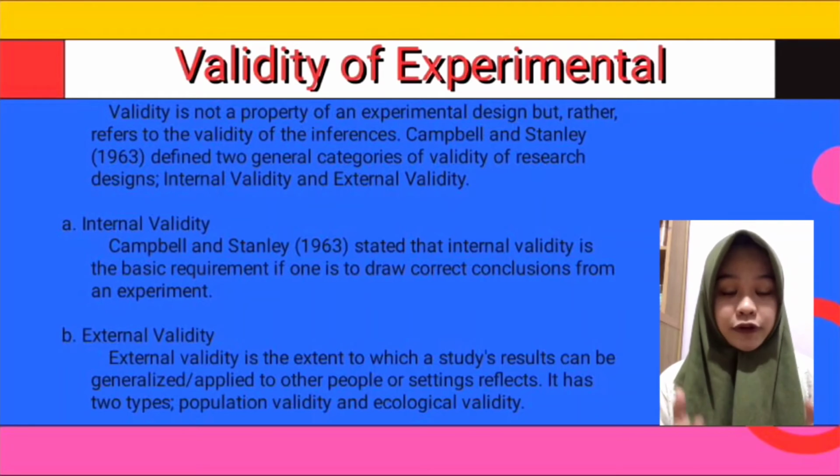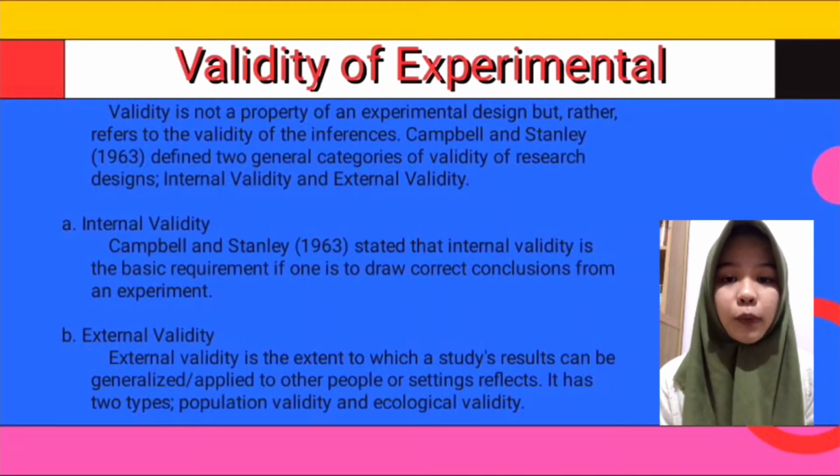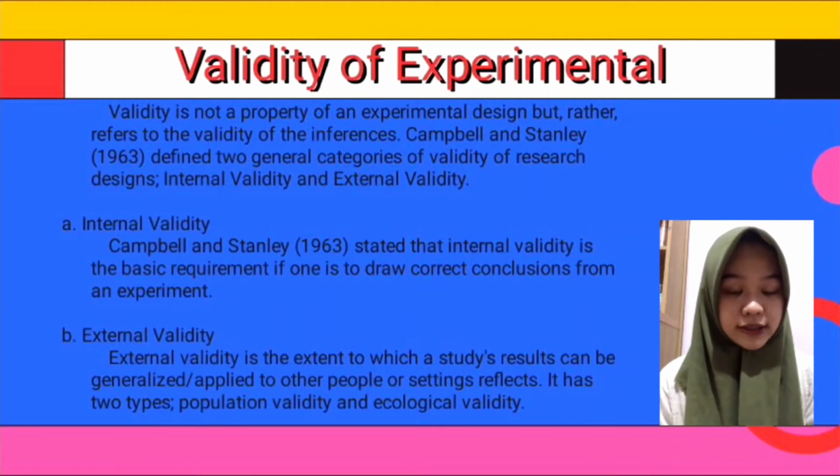Population validity refers to whether you can reasonably generalize the findings from your sample to a larger group of people or the population, and ecological validity refers to whether you can reasonably generalize the findings of a study to other situations and settings in the real world.